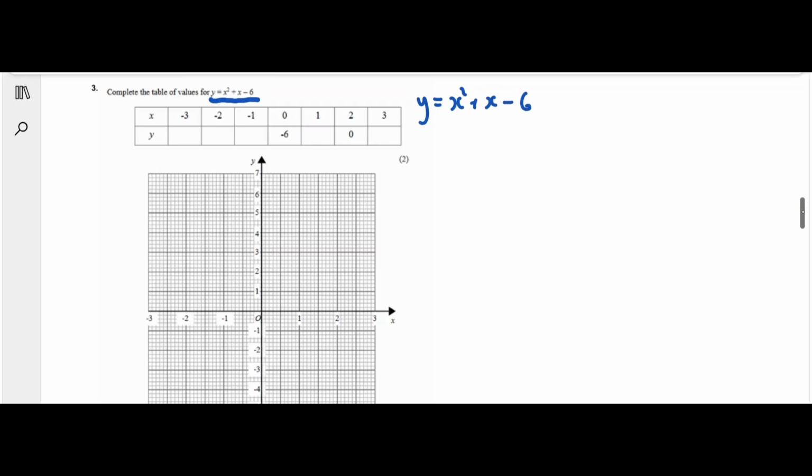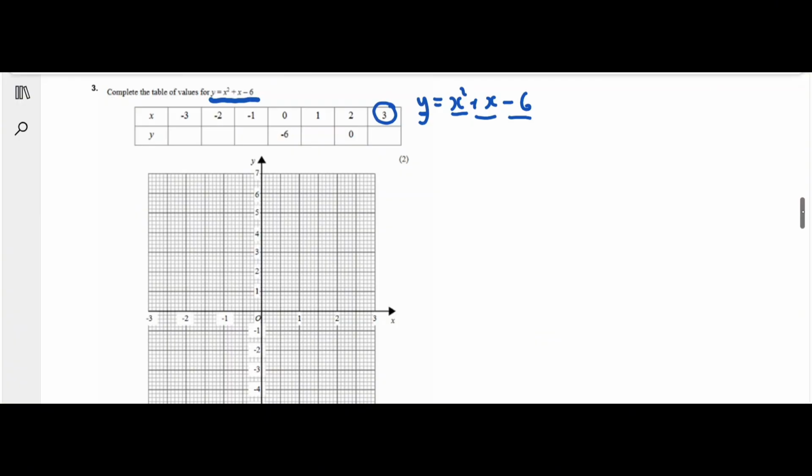So I've got to use this to fill the values in the table. So that's telling me in order to get y, I have to square x, add x, and then take 6. So that's exactly what I'm going to do. You're just substituting in values. So I always recommend starting with the positive values, less likely to make mistakes there.